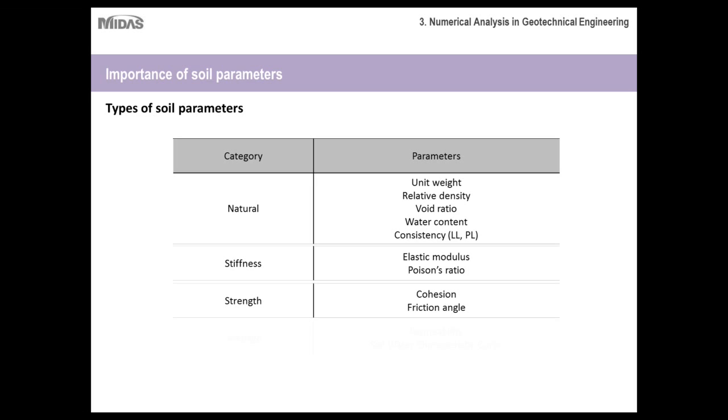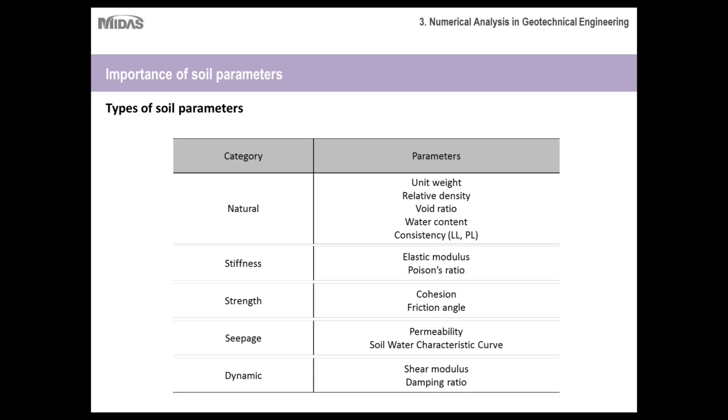So just make sure to have your database ready. And then seepage analysis: permeability and the soil water characteristic curve. These are all parameters that are essential for seepage analysis. And then dynamic analysis: the shear modulus and the damping ratio. So just make sure, before you run your analysis or before you create your model, that you're familiar with all of these parameters, that you understand what each one means, and also why it's important to the particular analysis type that you're running.